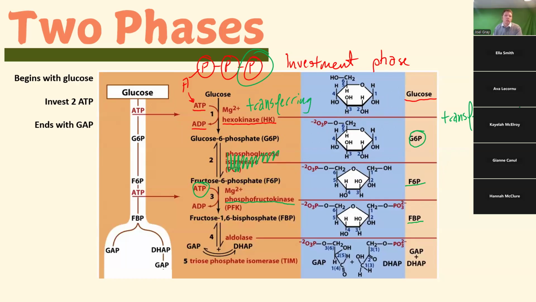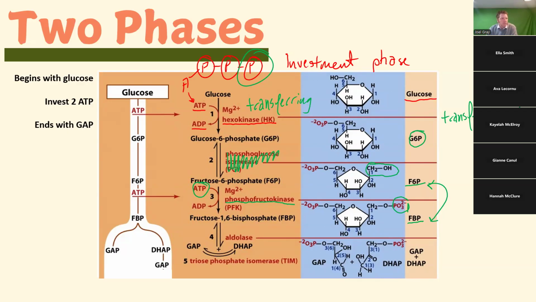FBP, also known as fructose 1,6 bisphosphate. So fructose 6-phosphate, fructose 1,6 bisphosphate. Could anyone tell me what the difference between these two molecules is? Well, if we look at carbon number one right here, you're absolutely right. There's two phosphates. Fructose 1,6 bisphosphate has a phosphate on carbon number one. If we look at carbon number one of fructose 6 phosphate, we don't have that phosphate on carbon number one.